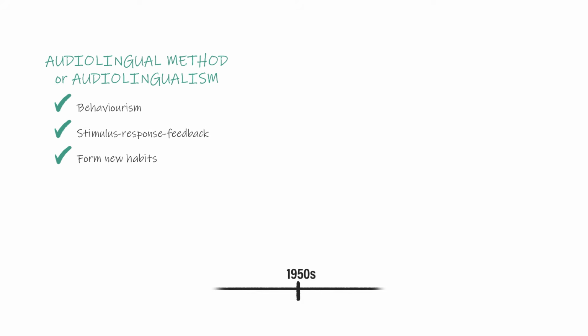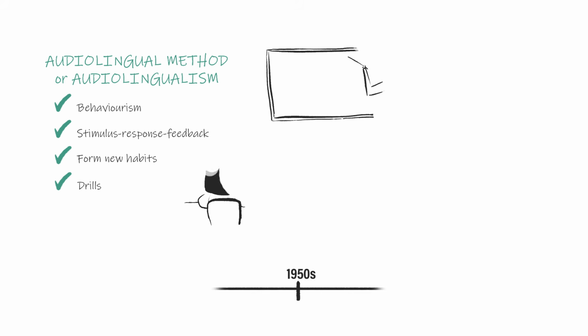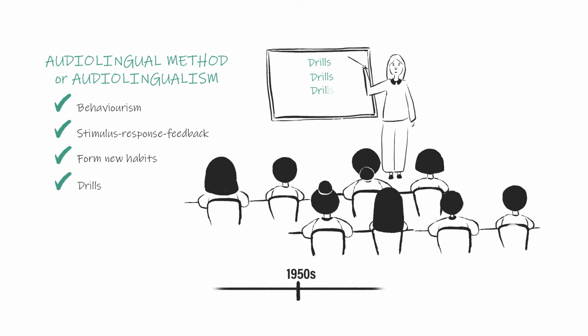Lessons in audiolingualism focused on drills, in which students repeated the same target language items again and again. This was in line with behaviorism because it involved a stimulus provided by the teacher or by a tape, a response provided by the learner, and feedback provided again by the teacher.